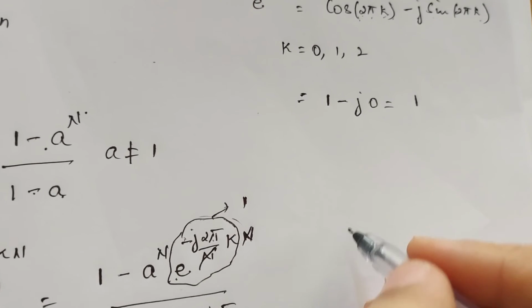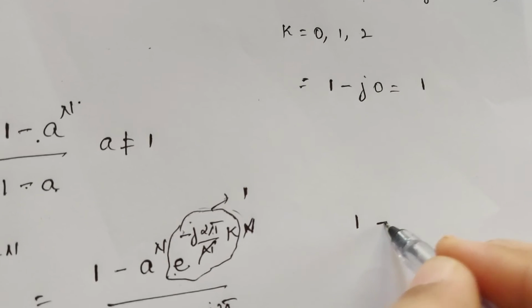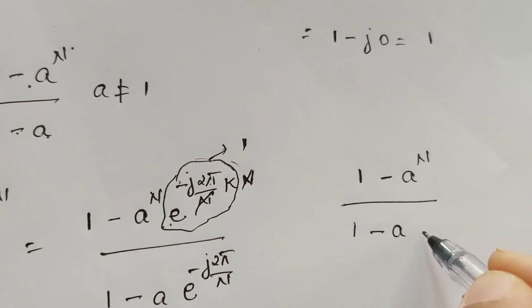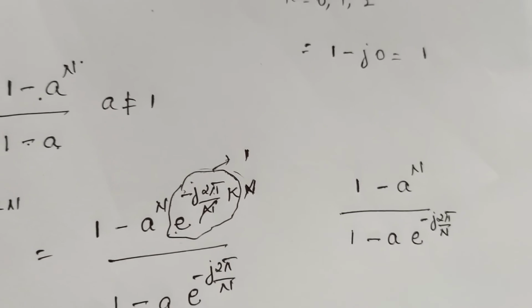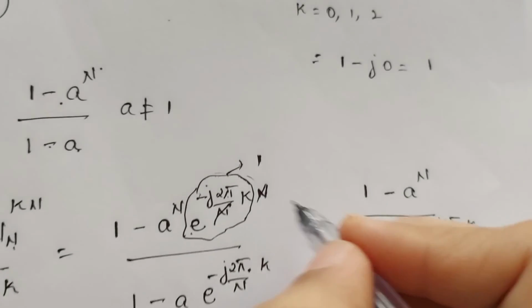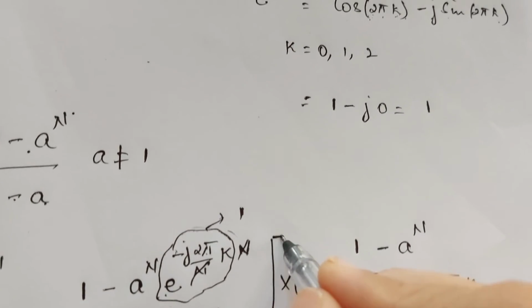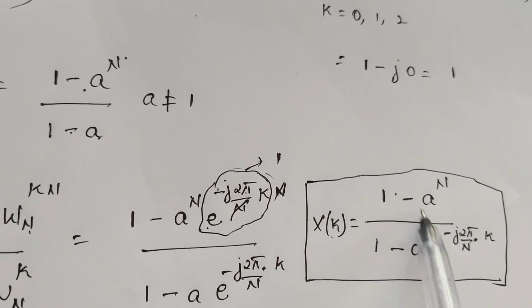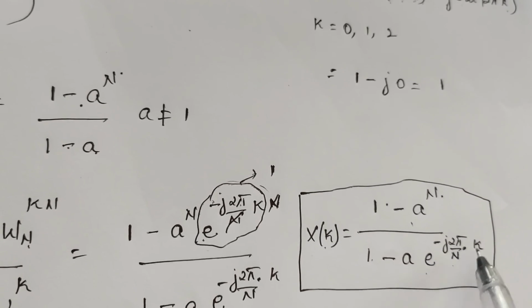So now what is it? It is nothing but 1 minus a to the power of N divided by 1 minus a into e to the power of minus j 2 pi by N, into k. So this is your X of k. So X of k is equal to 1 minus a to the power of N divided by 1 minus a into e to the power of minus j 2 pi by N into k.